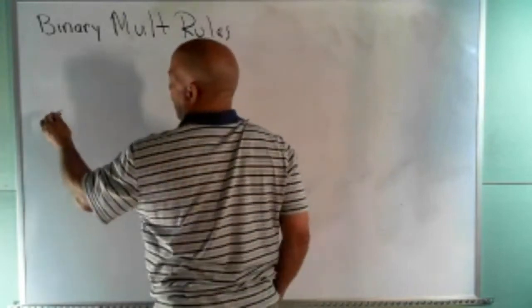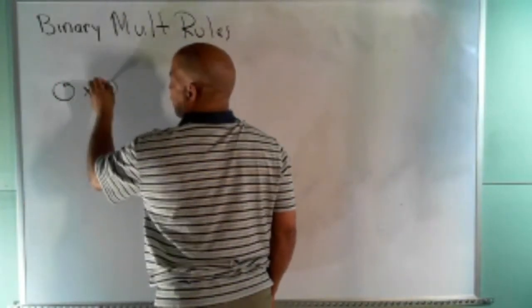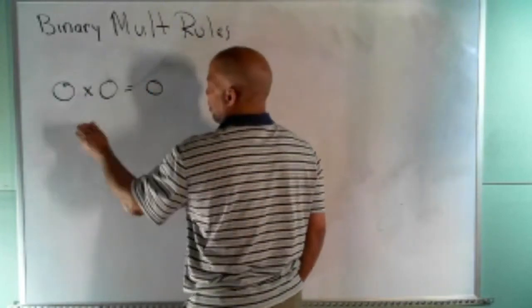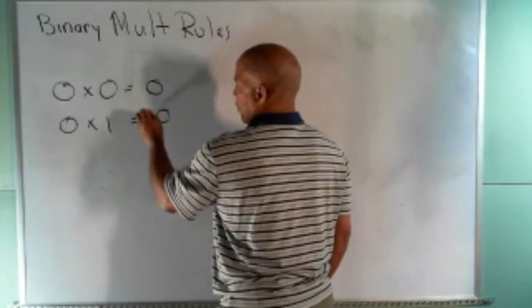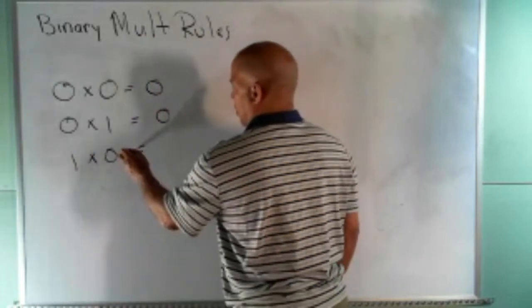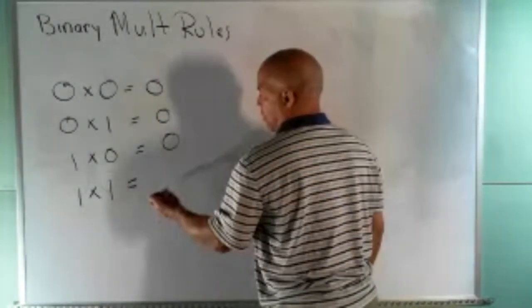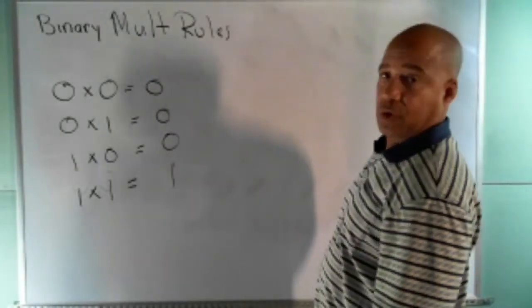Okay, so the rules are 0 times 0, and these are all binary, this is base 2. This is, of course, 0. A 0 times a 1, well, that's a 0. A 1 times a 0, that's a 0. A 1 times a 1, well, that's a 1. So those rules are really simple.